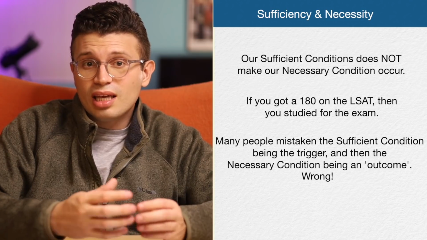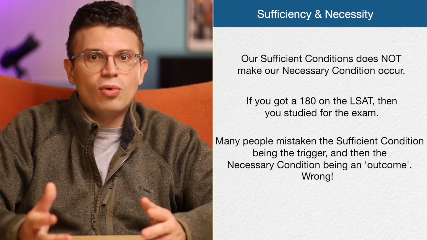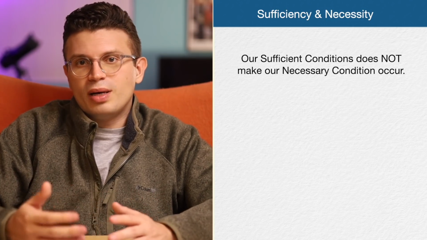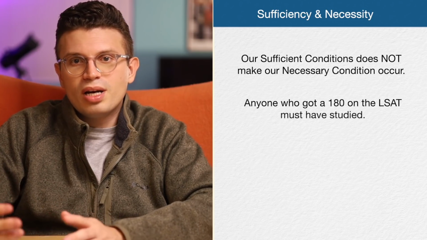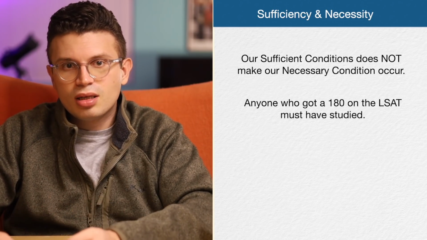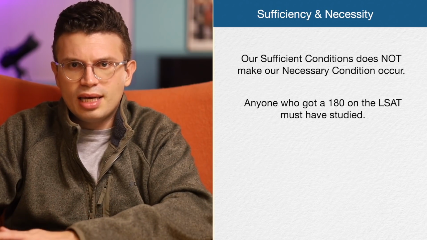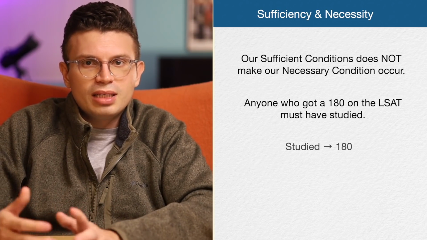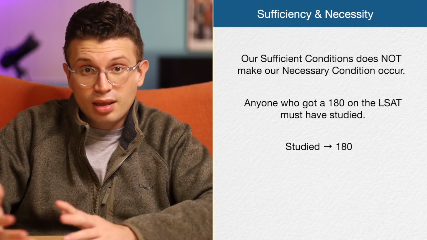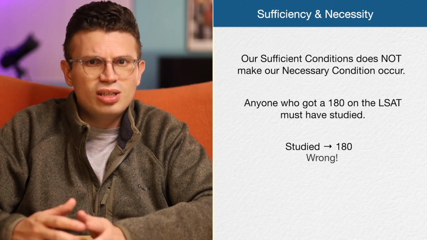So if you were looking at this as a causal setup, you'd get this dead wrong. All right, say I change how my statement is worded. Anyone who got a 180 on the LSAT must have studied. If you're looking at conditional logic as causal and ignoring the logical indicators, then it's super easy to screw it up and diagram it this way. If studying, then 180. But that's totally wrong, and it's just illogical.